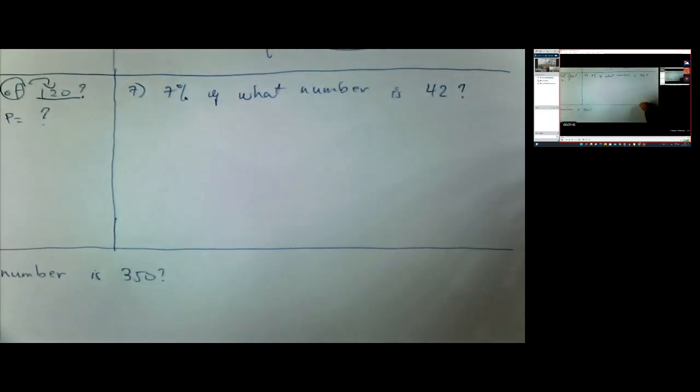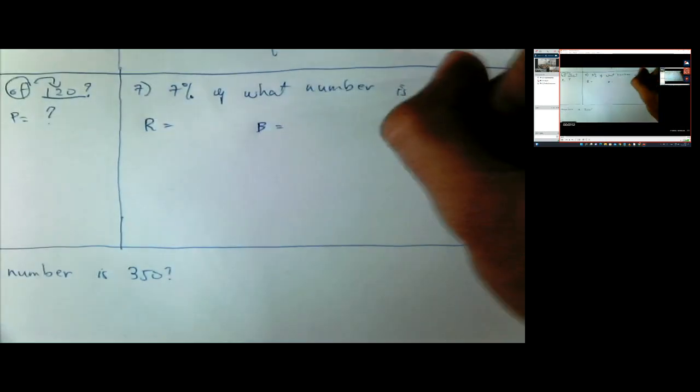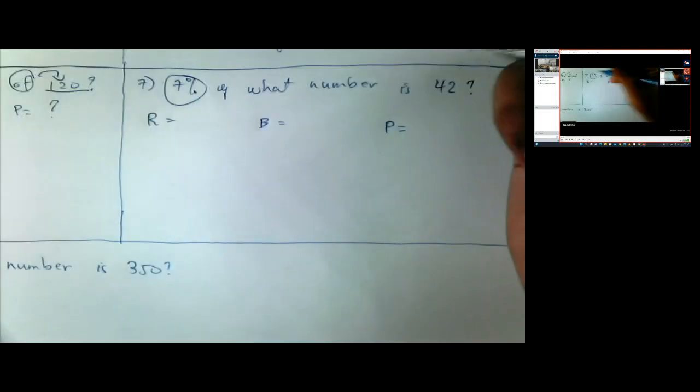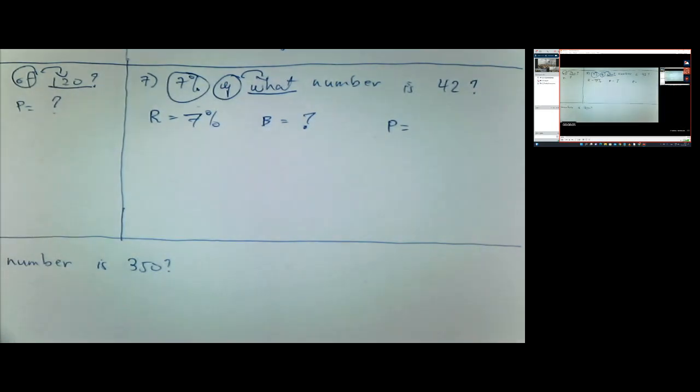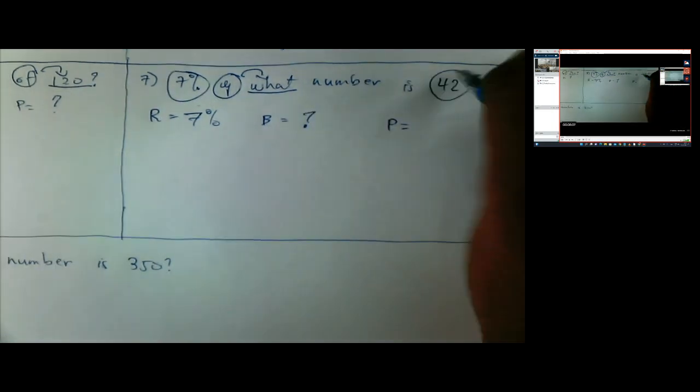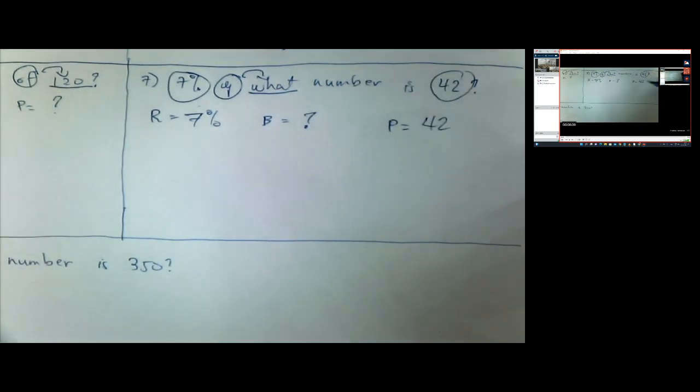Next, for number 7. 7% of what number is 42? Again, identify your rate, your base, and your percentage. Now, 7%, you have the percent form, so that will be your rate. After the word "of" is what? We don't have the number, meaning we don't have the base. Meaning that 42 is our percentage.